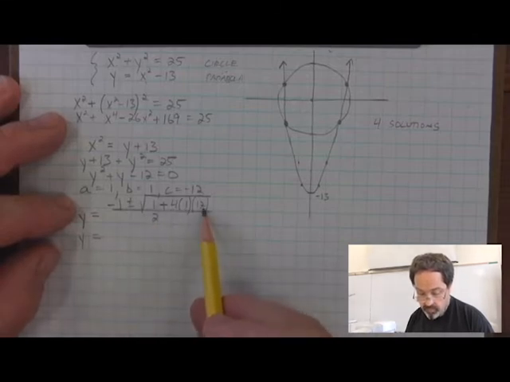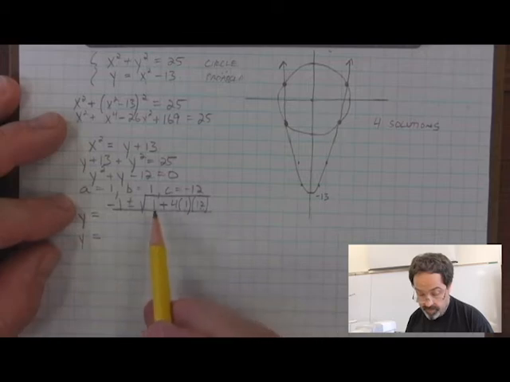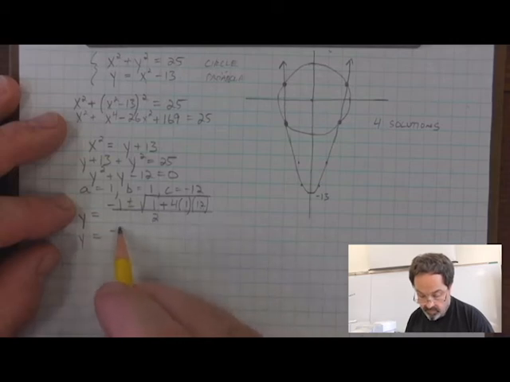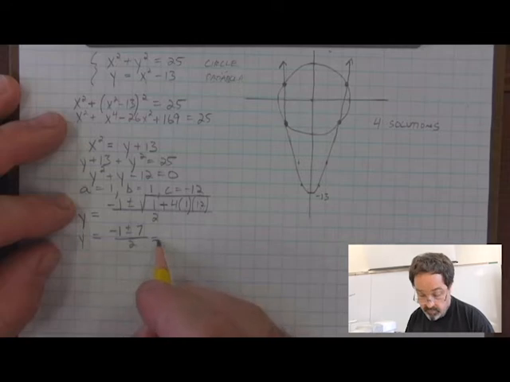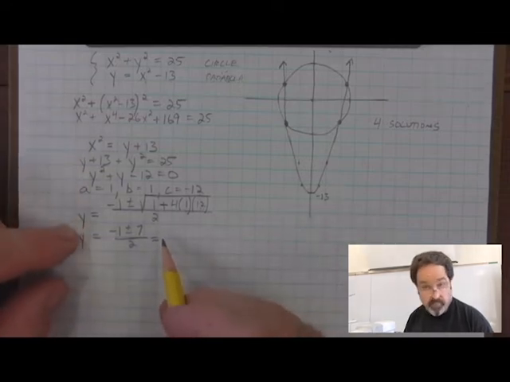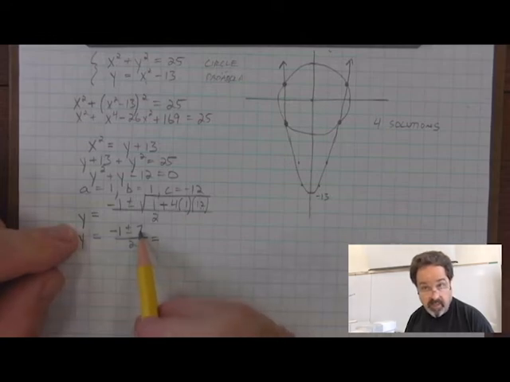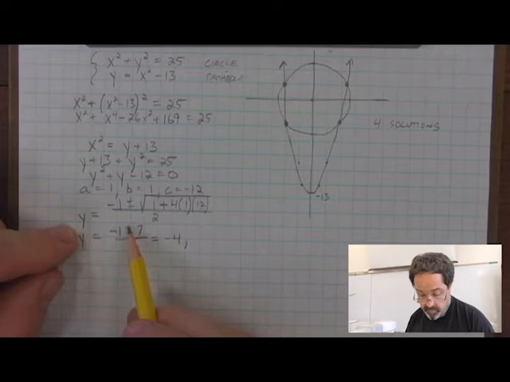So y is equal to, cleaning up the radical, under the radical I have 4 times 1 is 4, 4 times 12 is 48. 48 plus 1 is 49, and the square root of 49 is 7. So I have y is equal to negative 1 plus and minus 7 all over 2. I should expect two solutions. Negative 1 minus 7 is negative 8. Negative 8 divided by 2 is negative 4. And negative 1 plus 7 is positive 6. 6 divided by 2 is 3.